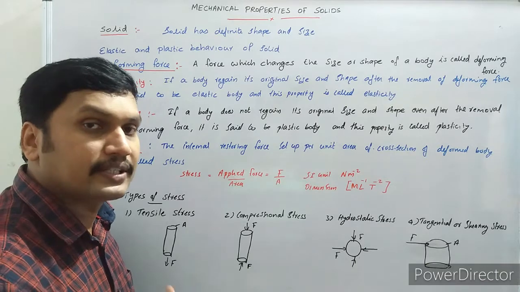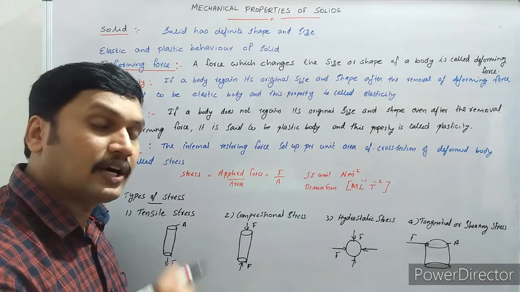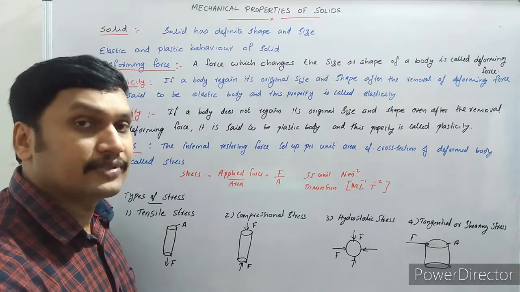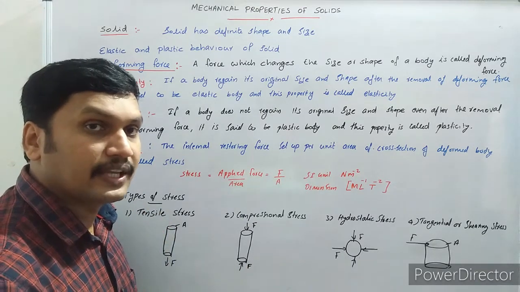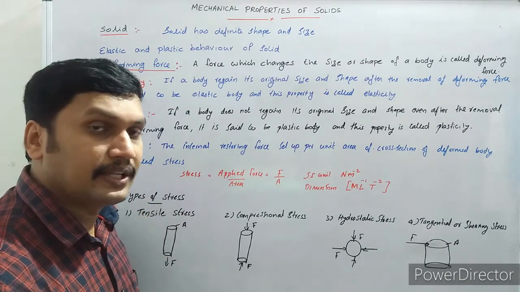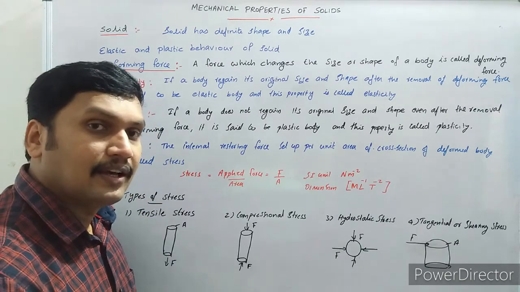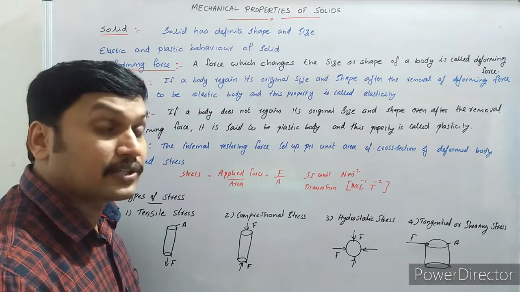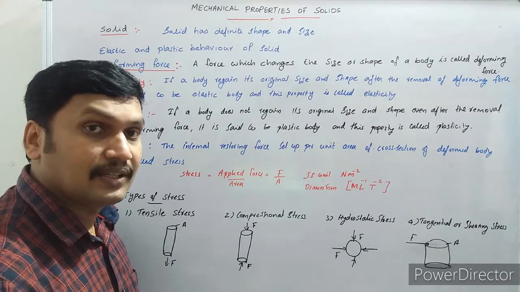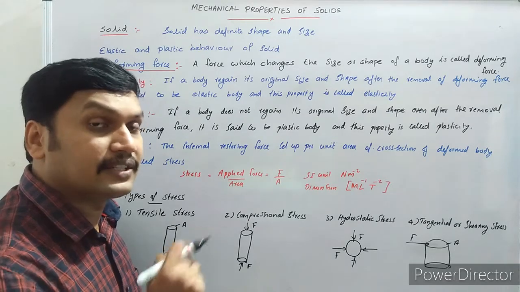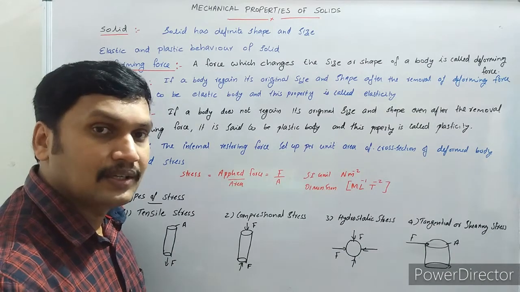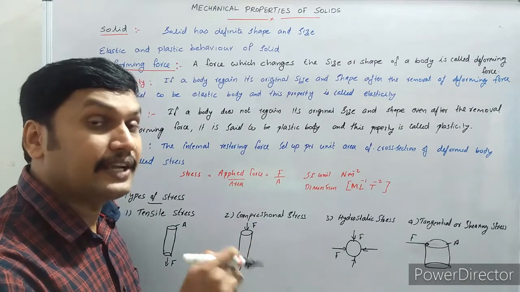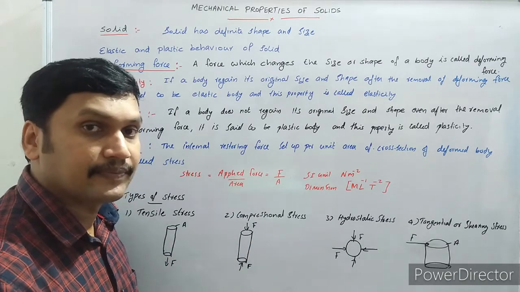Most solids show this phenomenon of elasticity. Once you remove the deforming force, the solid comes to its initial configuration. So we can say such a body is an elastic body, and that phenomenon is known as elasticity. Some solids show perfect elasticity. That is, just after the removal of the deforming force, they quickly come to the initial configuration. Completely, it gains its initial configuration, size and shape.